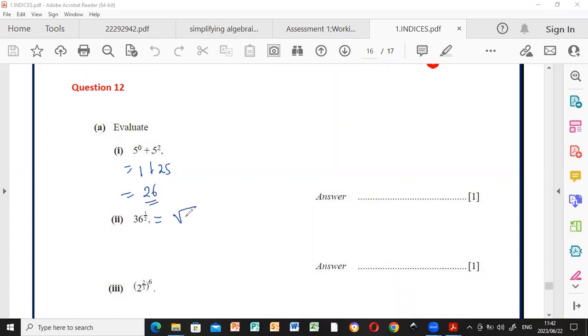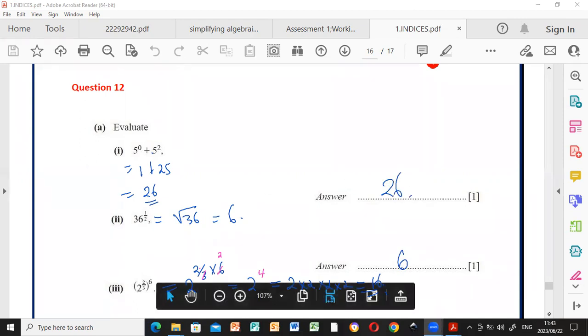36 to the power of half means the square root of 36, which gives us 6, and 2 to the power of 2 over 3 to the power of 6. We can keep the base and multiply the powers. What is 2 over 3 times 6? 3 into 6, you get 2. 2 times 2, we get 4. So the answer is 2 to the power of 4, which is equivalent to 2 times 2 times 2 times 2, which gives us 16. So these are basically our solutions.